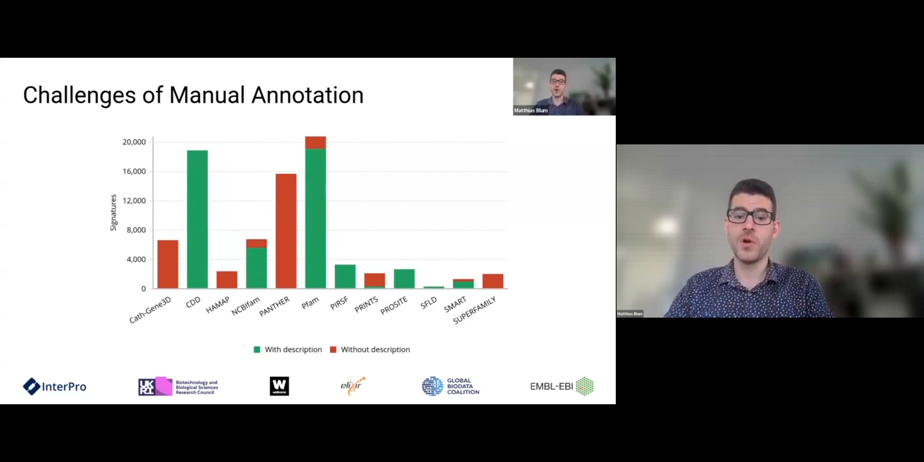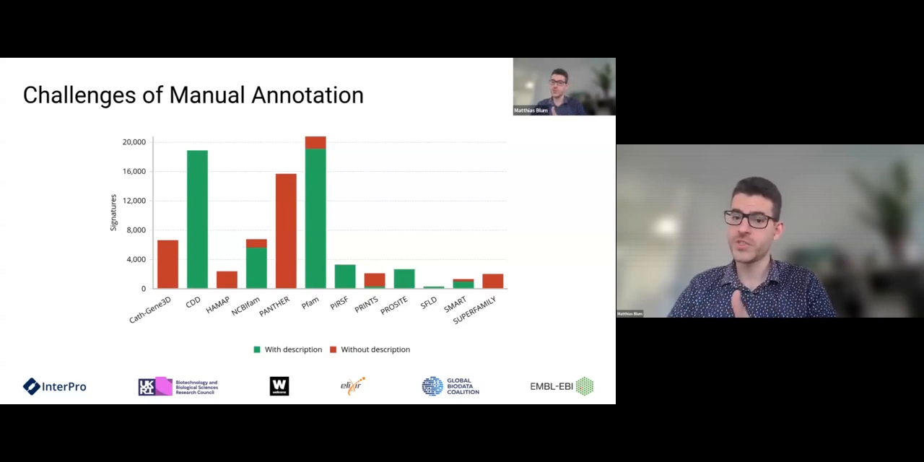So this graph shows the number of protein families and domains provided by member databases. Families and domains provided with a description are represented in green, and the ones without a description are represented in red. Take PANTHER, for instance. PANTHER is one of the largest contributors of protein families to InterPro, but none of its families come with descriptive annotation. So in this case, InterPro curators have no choice but to write the description of the family from scratch. Again, this takes a lot of time, and because of this, curators are less likely to work on PANTHER families.